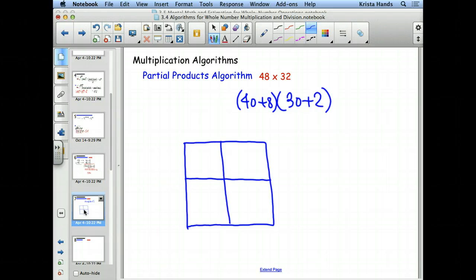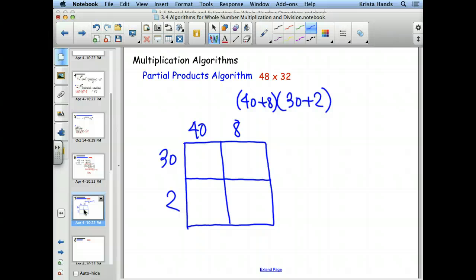And in each, along the top and along the left-hand side, you're going to write the individual values that you got from splitting up 48 and 32. Would it matter which side? Doesn't matter in the slightest. Yep. So you can put the 32 along the top or the 30 and the 2 along the left-hand side either way. And then each of the boxes is their product.